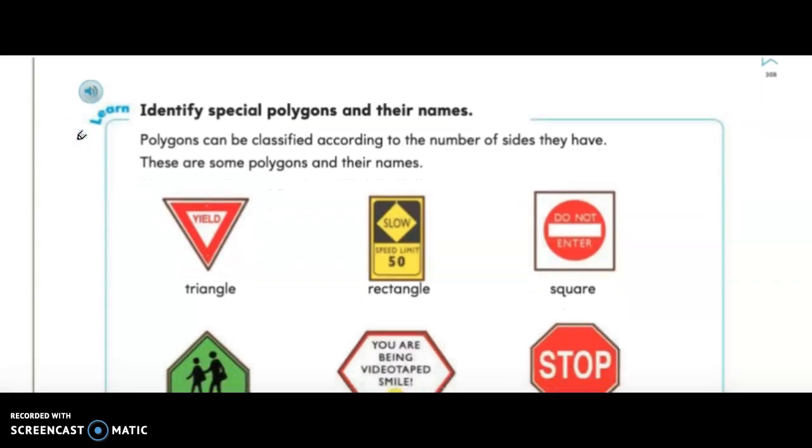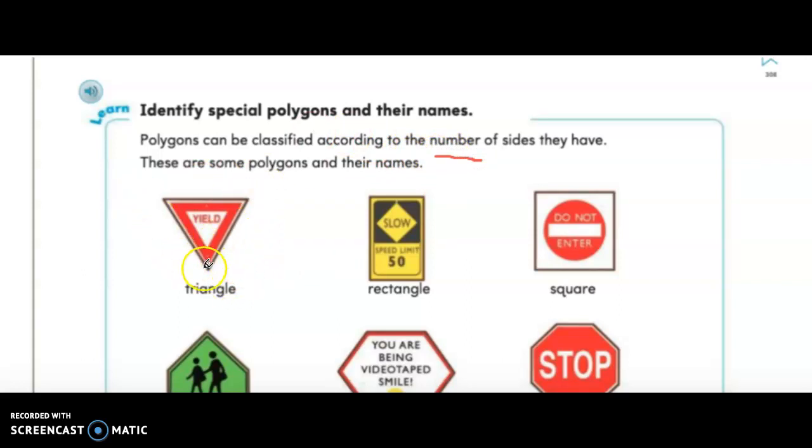Now we are going to start looking at special polygons and their names. So now we were just deciding whether these shapes were considered a polygon or not. But now, once you decide it is considered a polygon, these polygons have some special names. So they are classified by the number of sides that they have. And these are some of our examples.